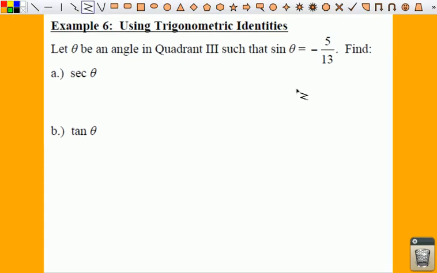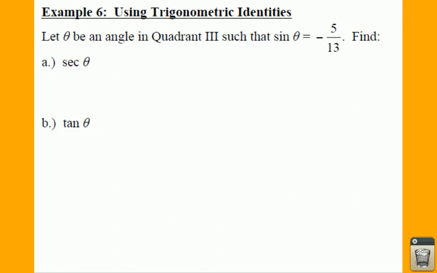in quadrant 3. And if you are in quadrant 3, here's your quadrants. So if you're in quadrant 3, you're going to be able to draw this triangle. Going down, one over this way. And here's our right angle. Here's our theta. Well, our theta, we don't know what that is.